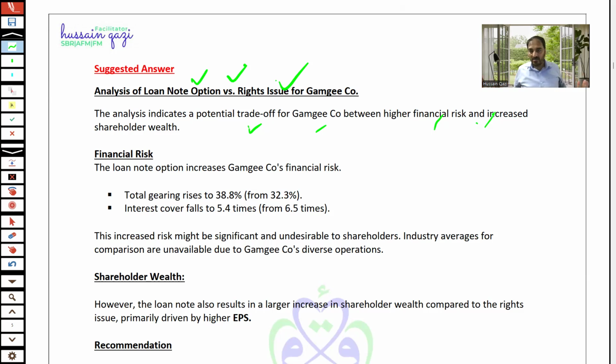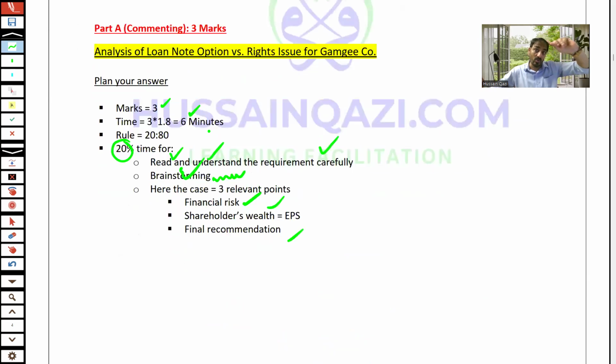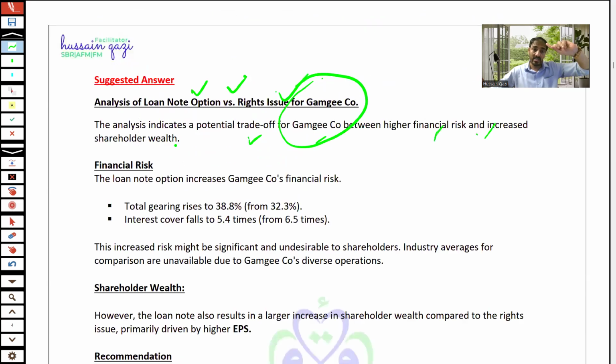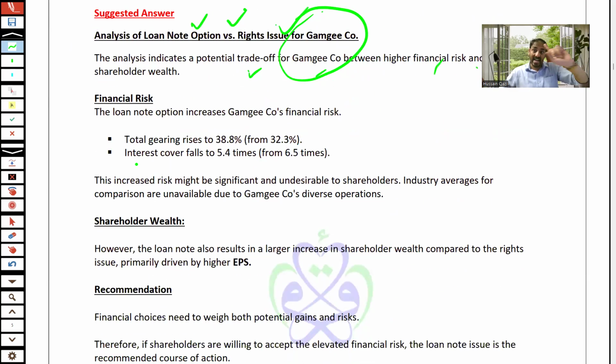You can use your own wordings, but try to draft the answer in a manner that incorporates the name of the company. This will portray application, number one. So start with a very simple statement and incorporate the name of the company, and stick to your original plan. Original plan means whatever you did at the time of brainstorm. Now execute accordingly. Make heading number one: financial risk.